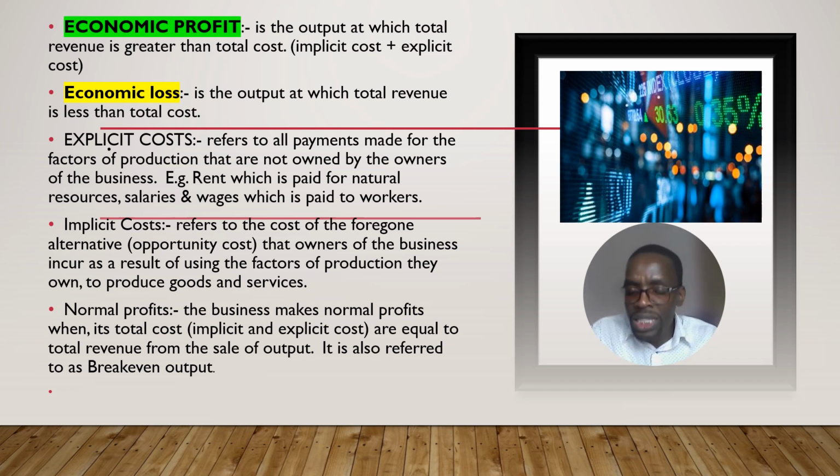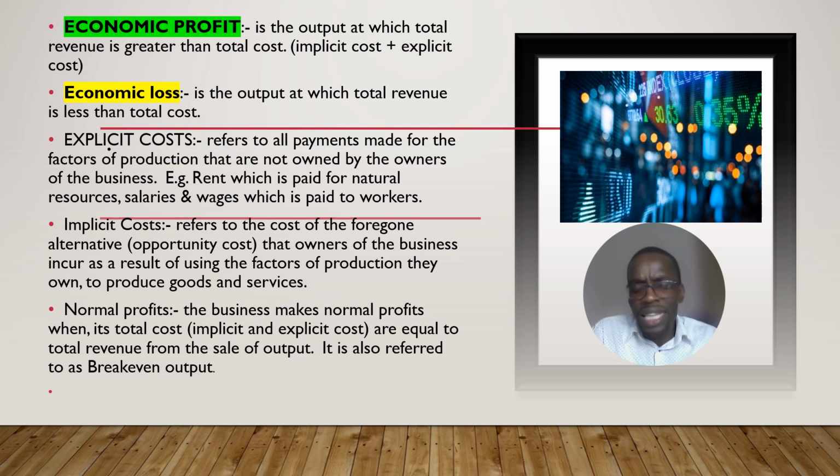In other words, if they had decided not to start the business and had invested the money in other investment vehicles, there is income they were going to earn from those, and that income amounts to the opportunity cost in relation to the capital that was used. So you need to understand that implicit costs are those incurred by owners of the business as a result of having decided to use the factors of production that they own to produce goods and services in their business. So that's implicit cost.